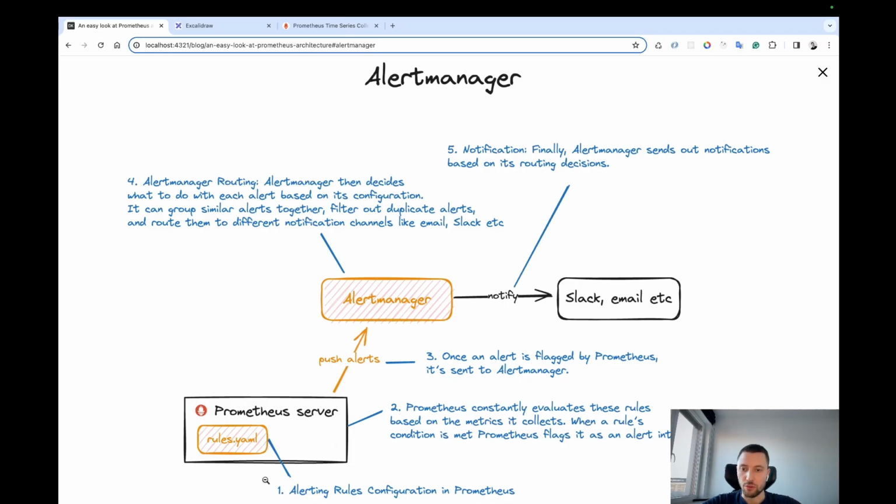First of all, we need to create a configuration file for alerting rules. Then Prometheus constantly evaluates these rules based on the metrics it collects. When rules condition is met, Prometheus flags it as an error internally and pushes it to Alertmanager. Alertmanager then decides what to do with each alert based on its configuration. And then finally, Alertmanager sends out notification based on its routing decision to Slack, email, etc.